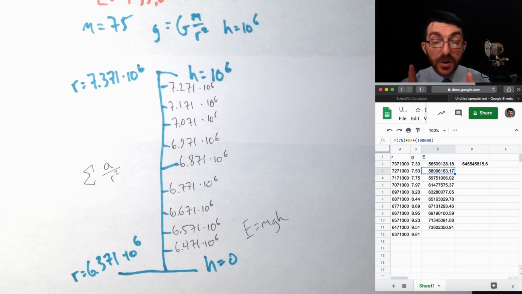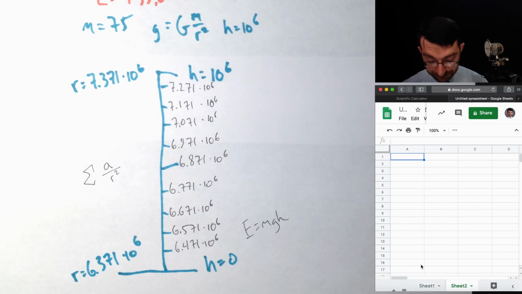So here's what I'm going to do. I'm going to start it, and I'm not going to finish it. I'm going to let you finish it. So I need to reverse the direction on this. So I'm going to start a new sheet. This is going to be my R. This is going to be my G. This is going to be my E. And I'm going to have a running total of E, I guess right here.